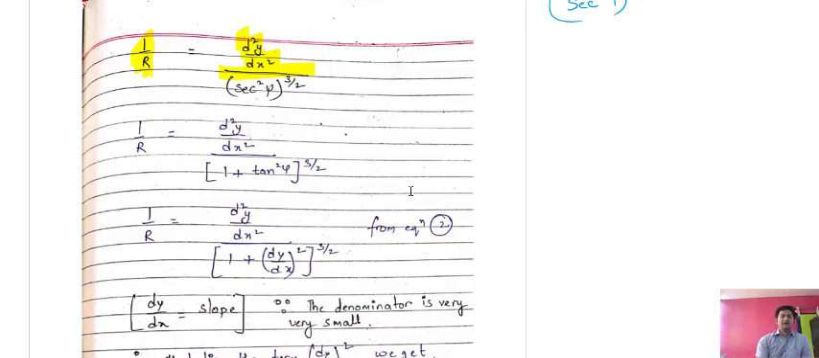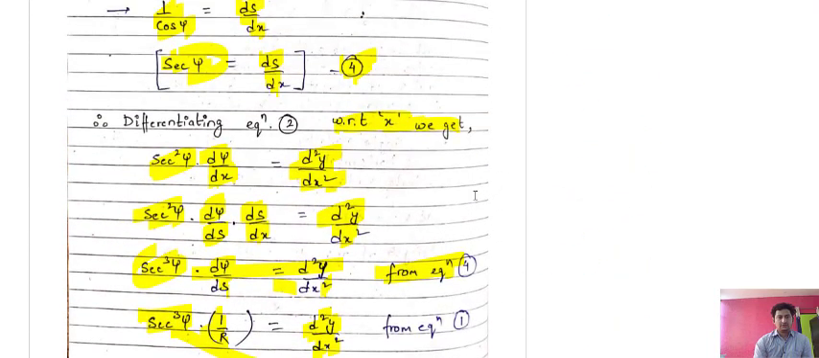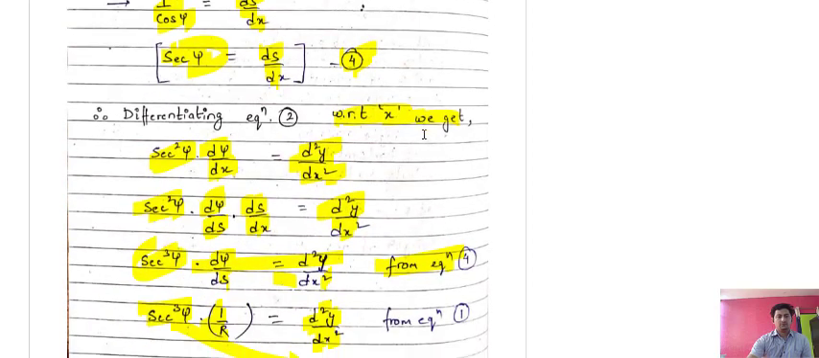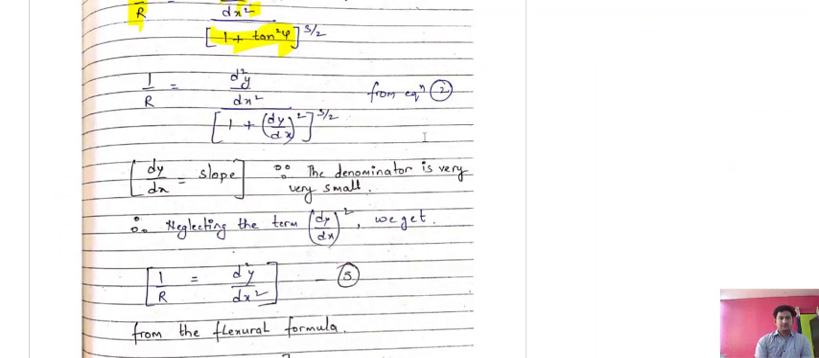Now from the identity of tan and sec, I can put that sec square psi will be 1 plus tan square psi. So I am just replacing the trigonometric identities here. 1 upon r equal to d square y upon dx square. So 1 upon sec square psi will be 1 plus tan square psi, and tan square psi you have already calculated. Tan psi will be, from equation 2, dy upon dx. Now I will replace tan square psi with dy upon dx whole square.